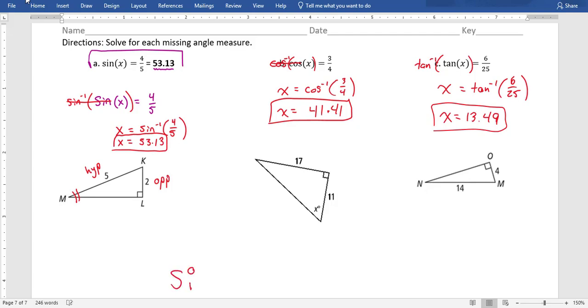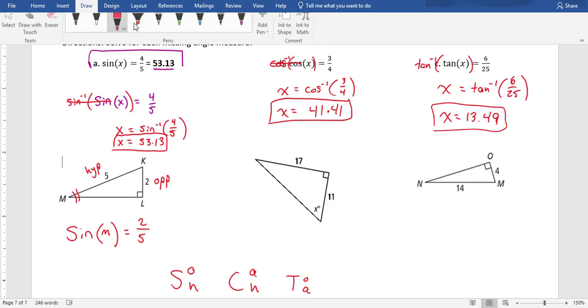So SOHCAHTOA. All right, so we have sine uses opposite and hypotenuse. Sine of my angle m equals opposite over hypotenuse. And can I solve that thing? Well, yeah, I can solve that thing. What's the opposite of sine?